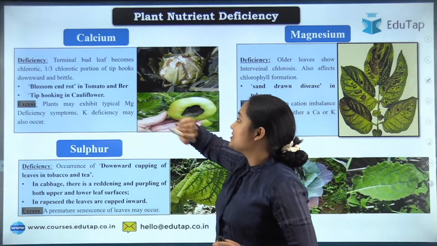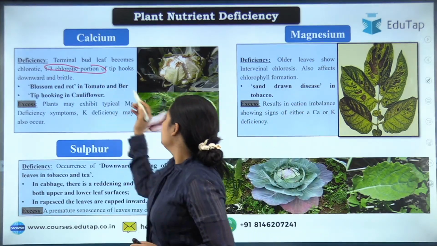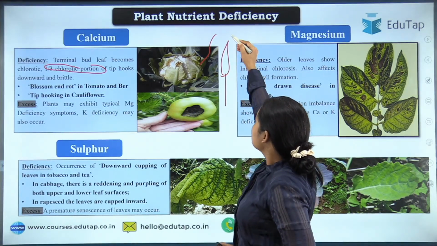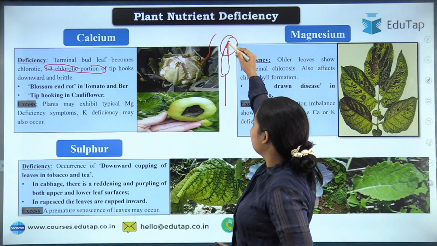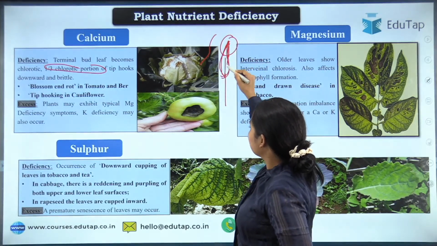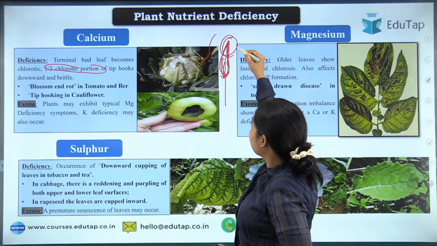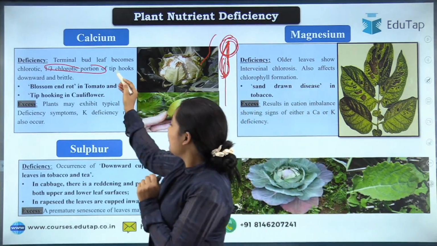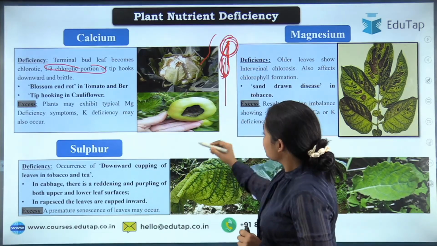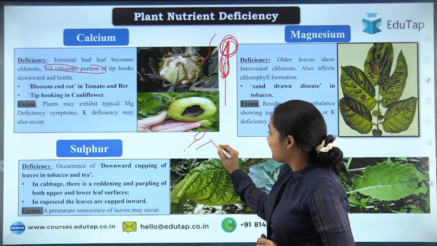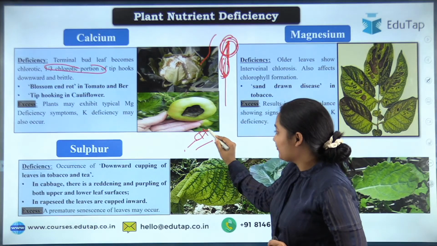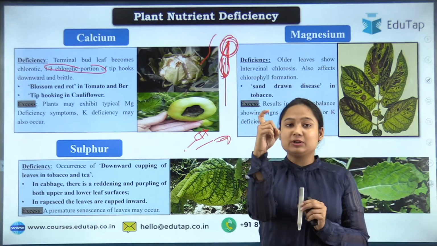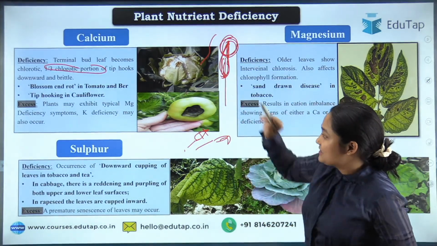Okay, moving to the next, the secondary nutrients that are important. Talking about calcium, you can see the terminal one-third chlorotic. What does terminal bud mean? Suppose this is your plant. The end of the bud, the terminal of the bud. Suppose this is your flower bud or plant bud. What will happen to this bud? It will become chlorotic, yellow kind of. One-third of it will become chlorotic, then it will also move a little downward, so it will form a hook-like structure. Okay, that is in the case of calcium deficiency.